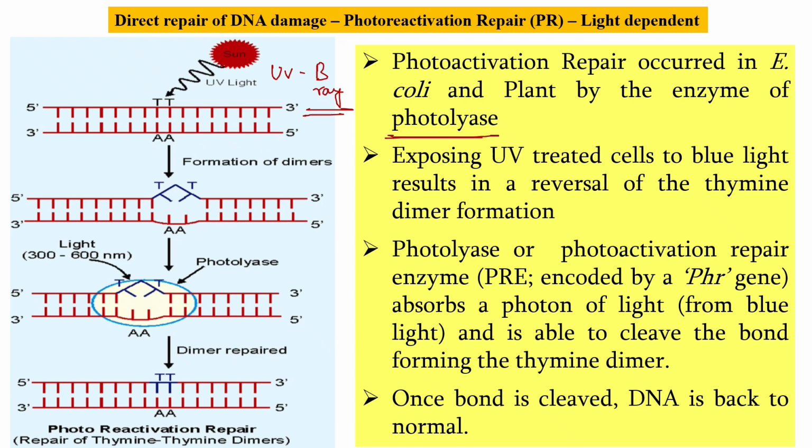The enzyme involved in this repair is photolyase. In E. coli, this enzyme is called the photolyase enzyme. Photolyase enzyme, or photoreactivation repair enzyme, absorbs a photon of light and is able to cleave the bond forming the thymine dimer. So this bond is cleaved, and once the bond is cleaved, DNA is back to normal. So this repair mechanism mainly occurs by the enzyme called photolyase.